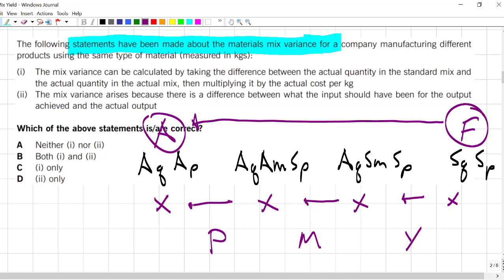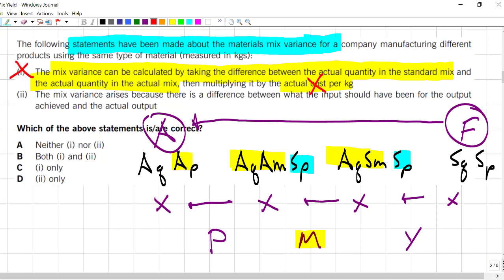And let's look at the first statement now. The mix variance can be calculated by taking the difference between the actual quantity in the standard mix and the actual quantity in the actual mix. Well, look at that. Actual quantity, actual mix, actual quantity, standard mix. So yes, the mix variance looks at those two, and multiplying it by actual cost. Actual cost is over here. Standard cost is here. Oh, so look at this. The statement is incorrect. It should be SQ.